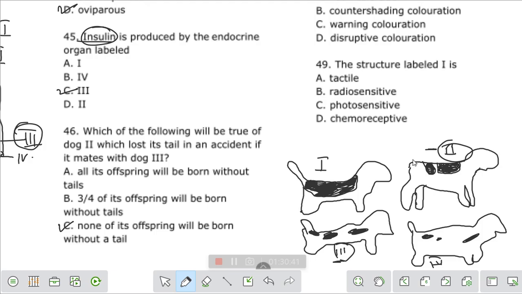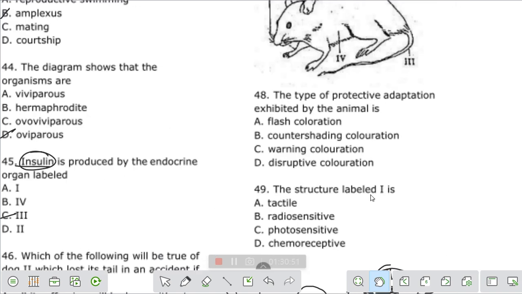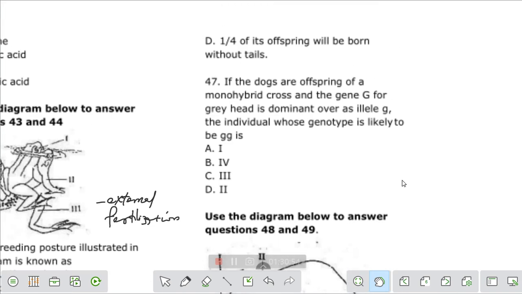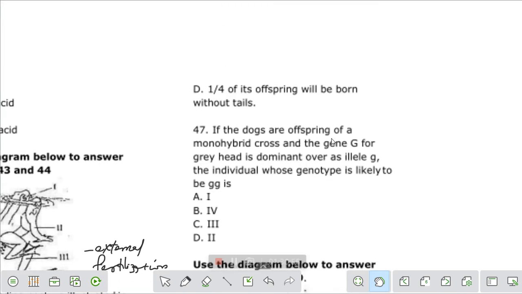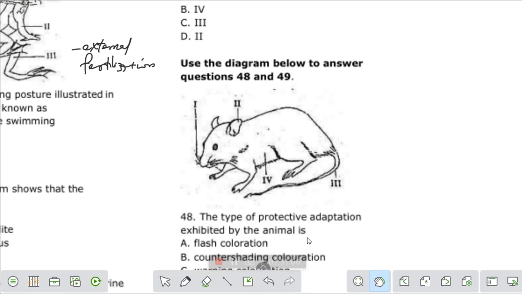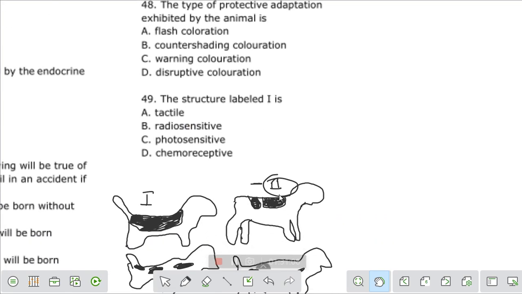He now said if the monohybrid, right, for grey head is dominant over the one that is not grey. So they now said the individual whose genotype is likely to be GG is what? So that's what they're asking us. That is the one that is recessive. So what do you think would be the answer?